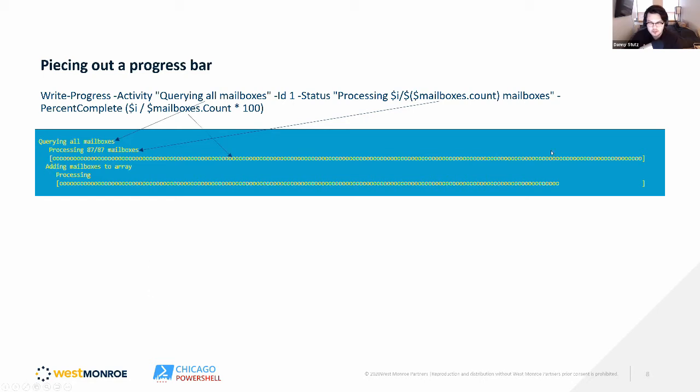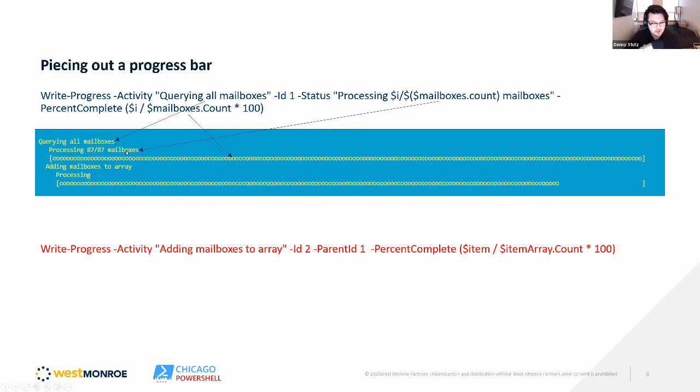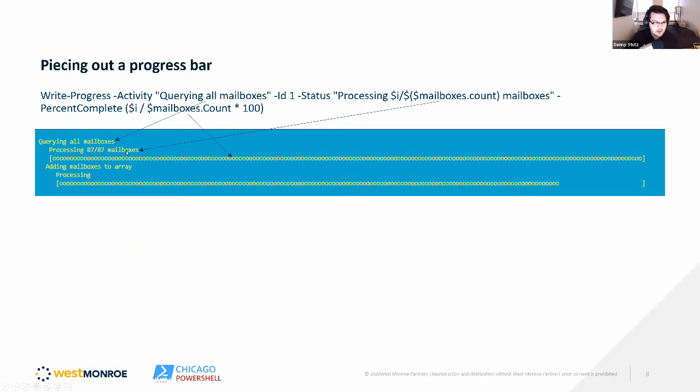PercentComplete, you can optionally leave out if you don't want the bar itself and just want to show which progress you're writing. It's optional whether you want to have the bar or not, but Write-Progress itself doesn't require it as a parameter.